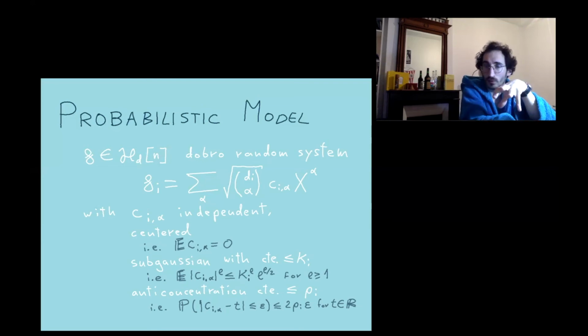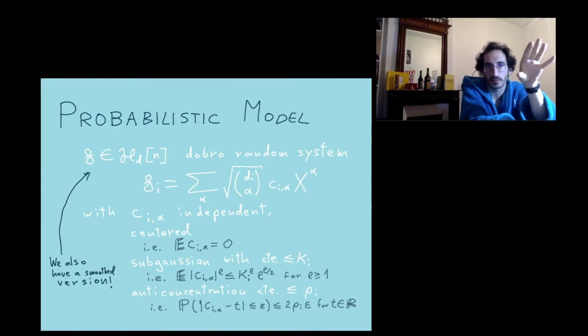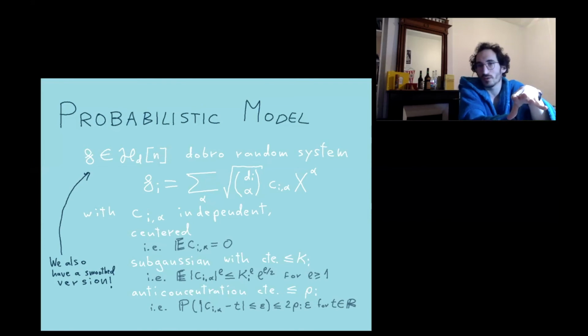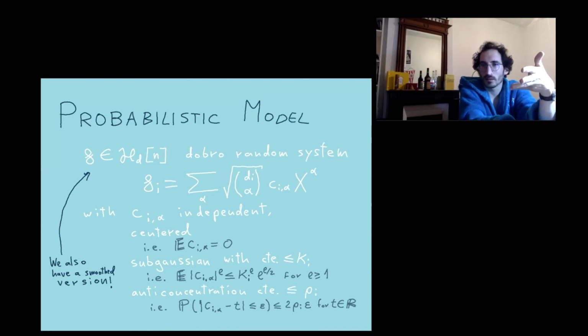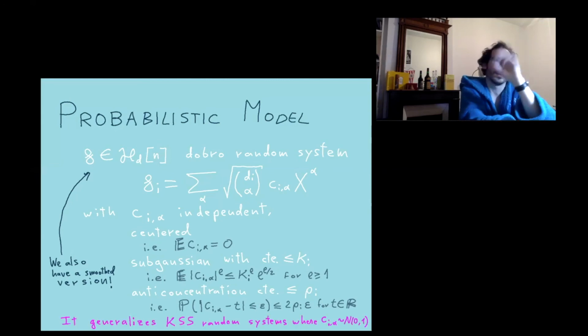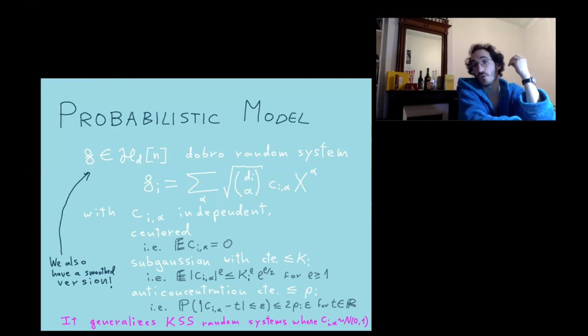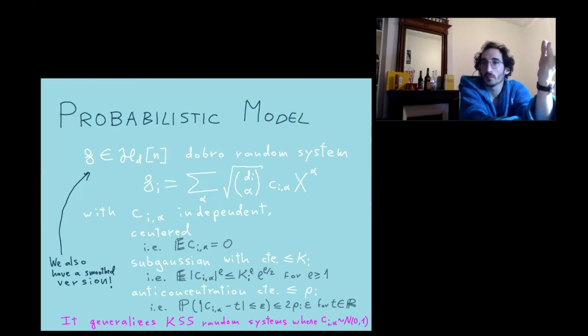And when we have all these properties in the coefficients with this scaling, we are in front of a Dobro random system. We can do a variation to get a smoothed version of this. So in our probabilistic model, we can also consider a smoothed version. And let's recall that when the c_i^alpha are normal random variables of variance 1, then we recover the usual Kostlan-Shub-Smale model.